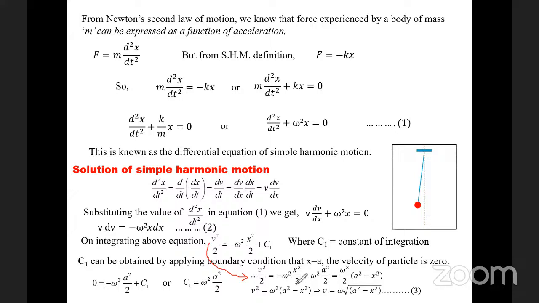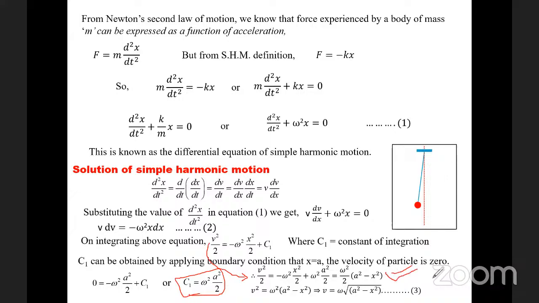V square by 2 equals minus omega square x square by 2 plus c1. What is the c1 value? This one: omega square a square by 2. So omega square by 2 is a constant. If you take it common here, that means a square minus x square. Is it clear? Actually minus x square plus a square, that is going to be written here as a square minus x square.